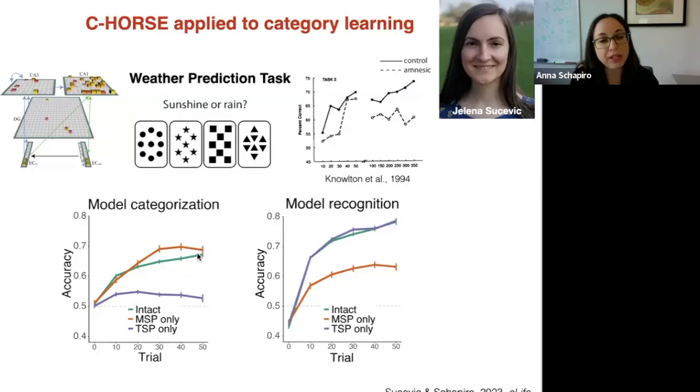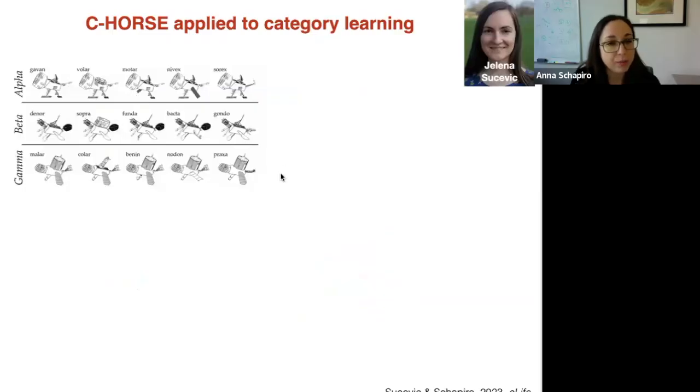But if you change the assessment of the model, so if you say, instead of categorization, can you remember particular configurations of cards that you were shown during the training, then the pattern flips, and now the trisynaptic pathway is better at that than the monosynaptic pathway. So both of the pathways are learning from the input, but they're learning something different about the input. I'll show you one more example.